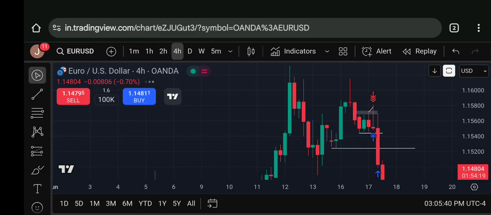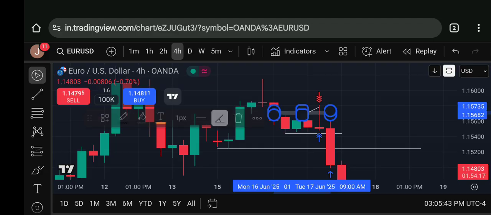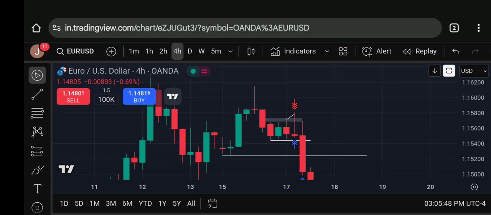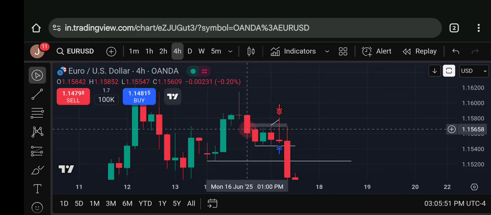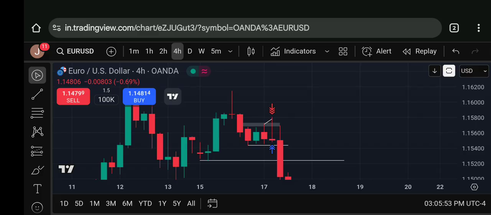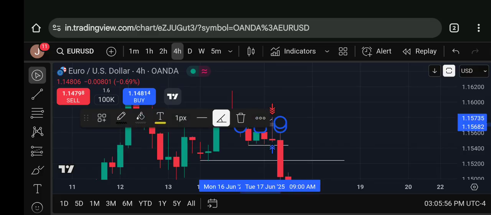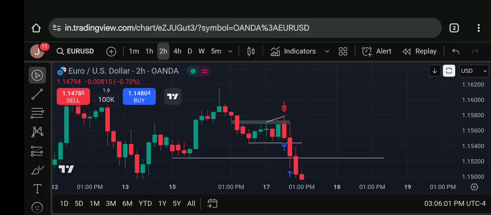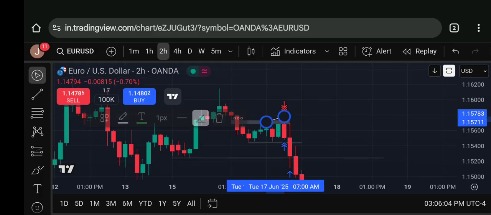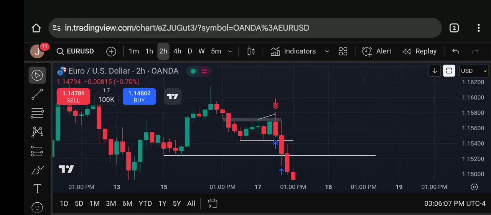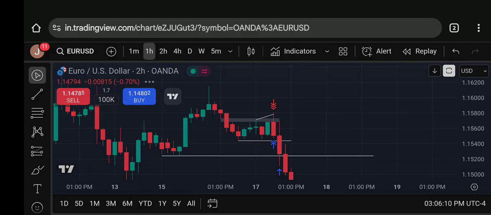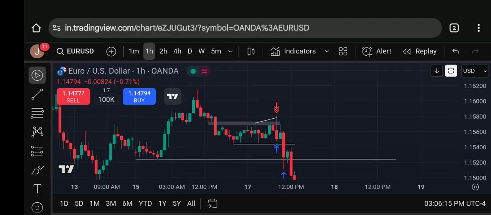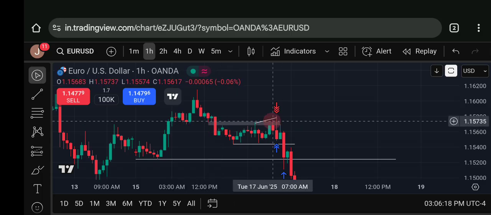So first of all, 4 hour IRL to this ERL here was my target, not even this first. So 4 hour IRL, this internal range liquidity to this external range liquidity was my higher time frame bias, and 2 hour was also aligning, where price has a fair value gap here from this internal range to this external range, and on the 1 hour is the same. 1 hour IRL to this ERL was my target, you can see that here.